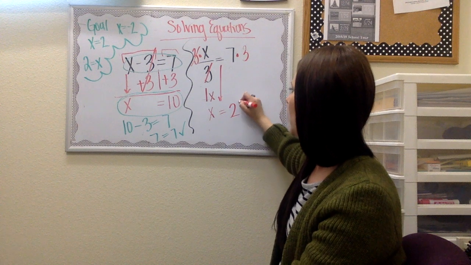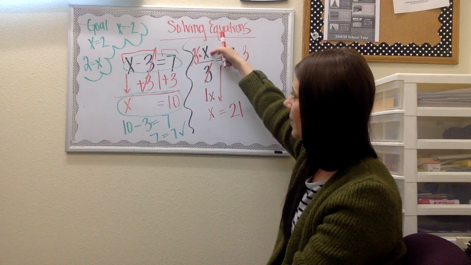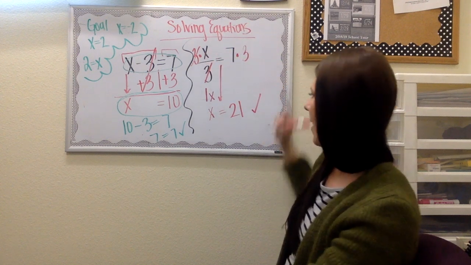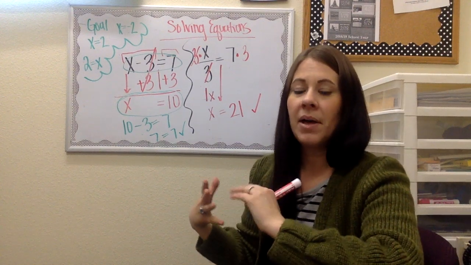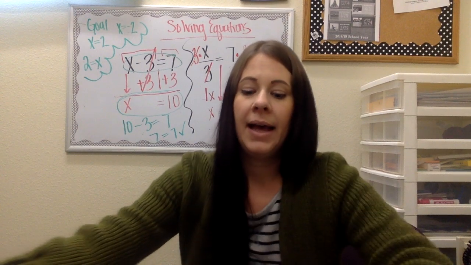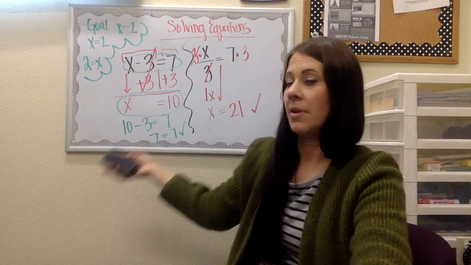7 times 3 is 21. And if you look, plug that 21 back in right there. 21 divided by 3 is 7. So I know I have the correct answer. Okay, so these are the type of one-step problems that I am talking about. And then I will show you two-step problems, but we're going to write some rules, okay?